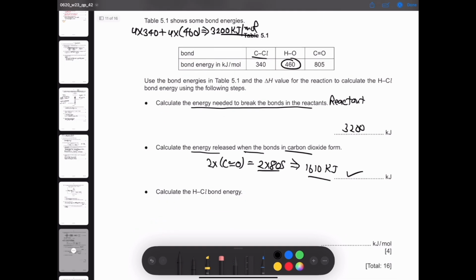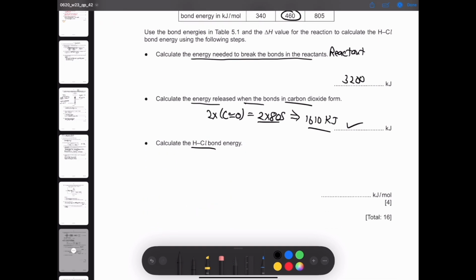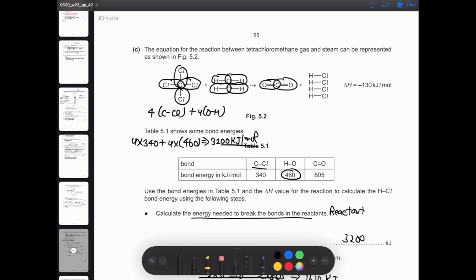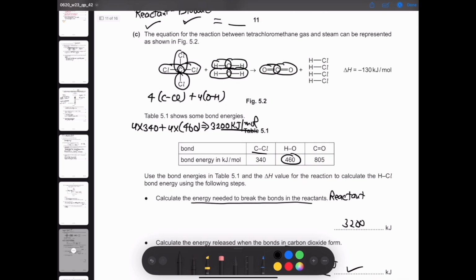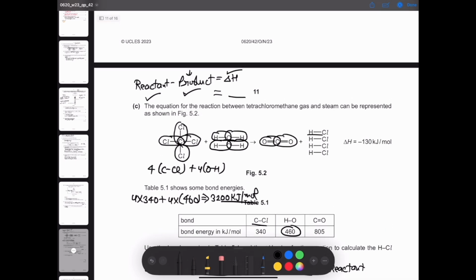Unit is already given. Calculate the HCl bond energy. So it's a good question. They're not directly asking you the enthalpy change. They must have given you the enthalpy change and they're asking you for one of the bonds. Now see, just think about it. What we usually do is, reactants energy minus product energy is equal to the enthalpy change. Now in general questions, you figure out the reactant energy, you figure out the product energy, subtract it, and you get the enthalpy change. But in this question, they have given you the enthalpy change. They're asking you the energy for one of the products, that is HCl.